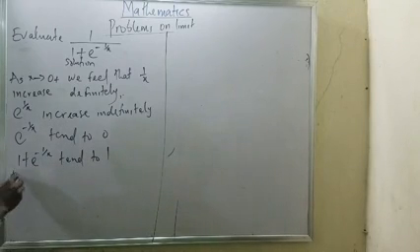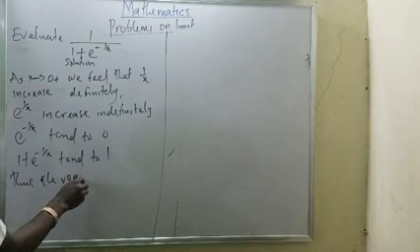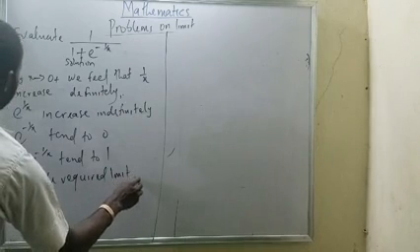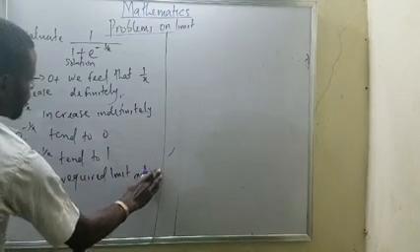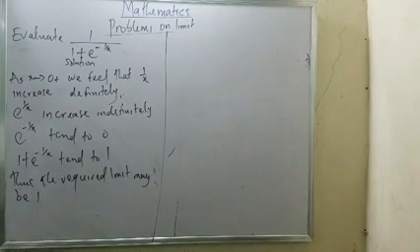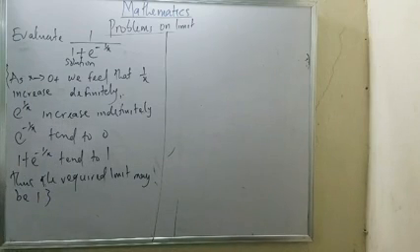Thus, the required limit may be 1. Maybe 1. That is very important. Please take note of this information. They are very, very important. Now, I've established that the limit is tending to 1.